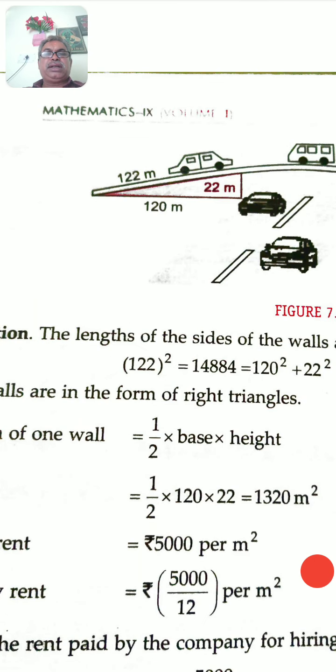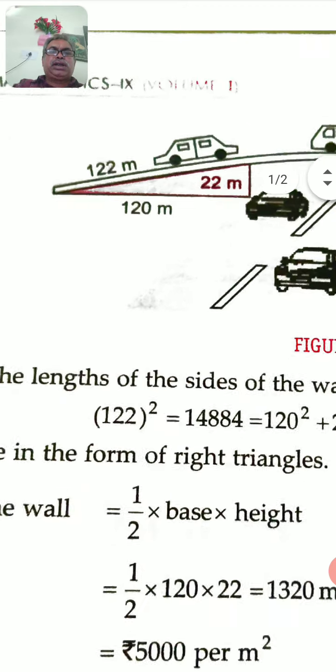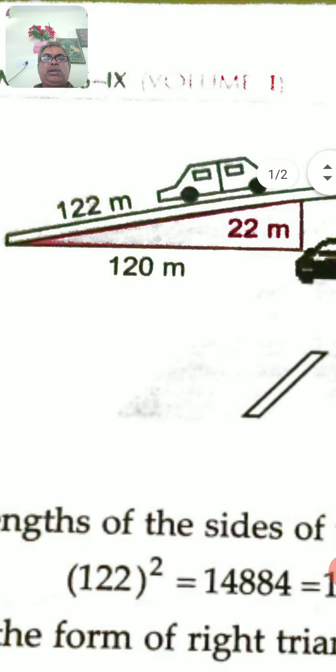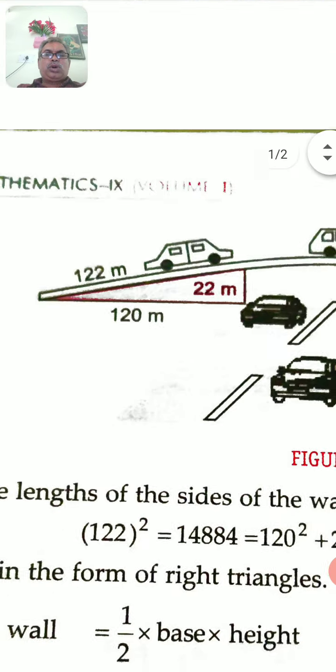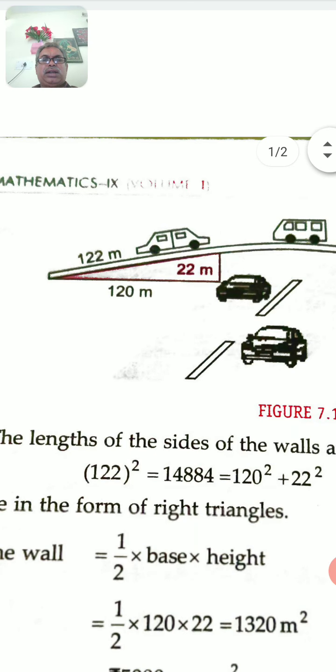This overbridge is given on rent. This triangular portion is given on rent for advertisement purpose, and it has the sides 122 meter, the upper side, 120 meter, the lower side, and 22 meter. You can see here, this is the triangular portion. It is given on rent for advertisement purpose on the overbridge. So how to calculate the cost of the advertisement for 3 months, 1 quarter, is given.